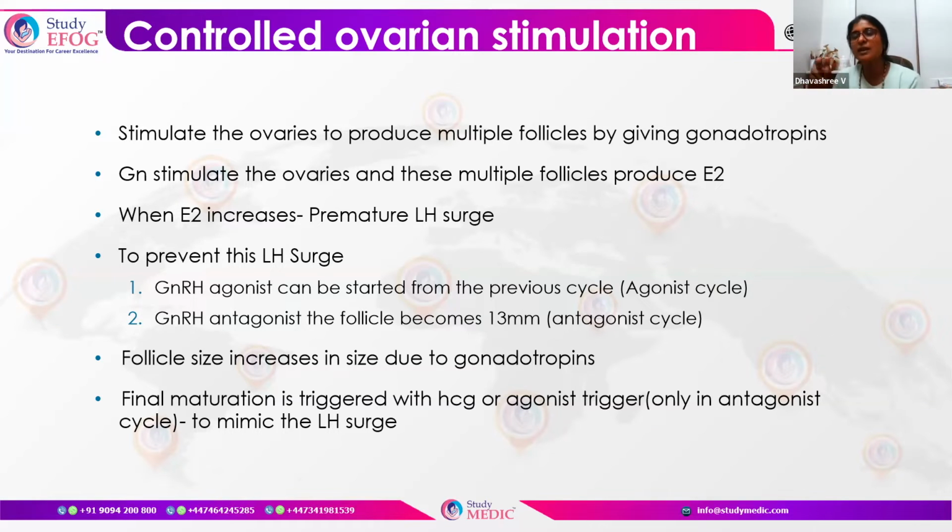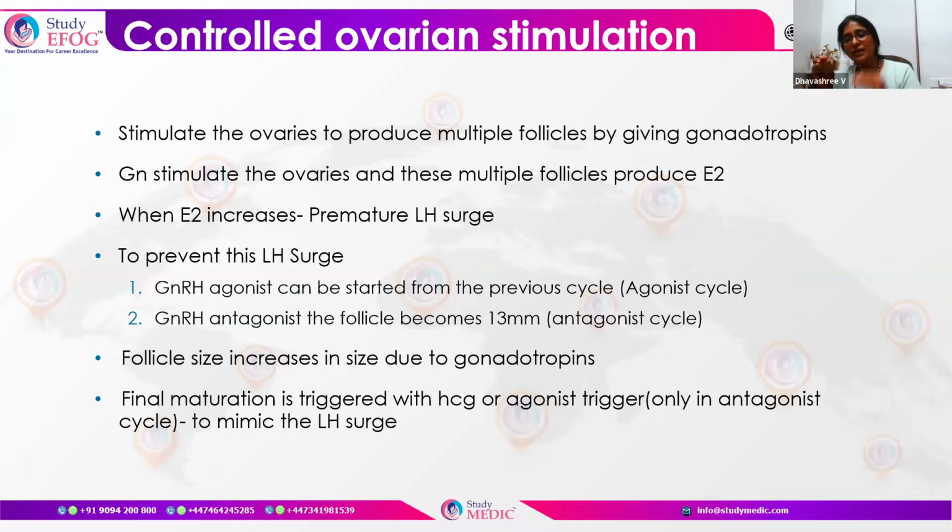The other way is, when we start giving gonadotrophins, the follicles grow. When they reach 13 mm, there can be a physiological increase, a premature LH surge. To prevent that, we can give an antagonist when the follicle is around 13 mm. That is what is called an antagonist cycle. So the basic idea is, when we start giving gonadotrophins, the follicles develop and we don't want them to rupture. Premature LH surge should not be there. That is the reason why we need an LH suppression.